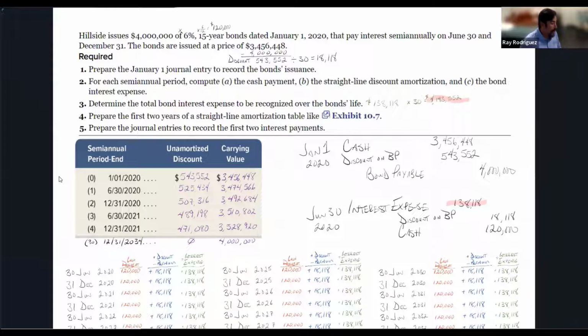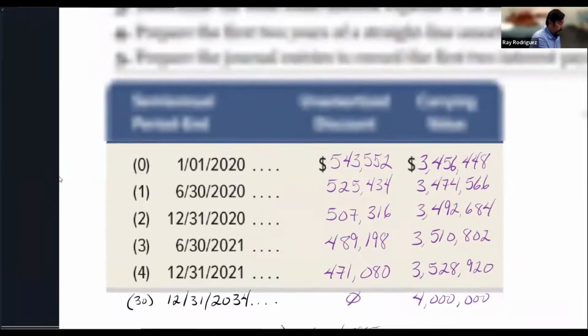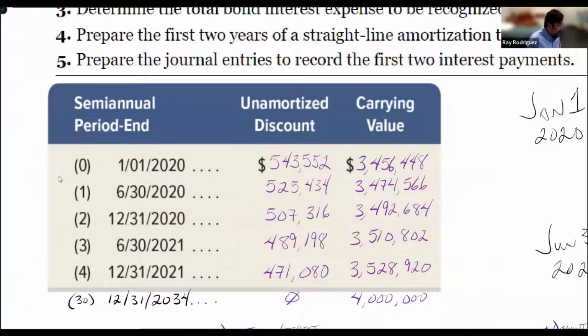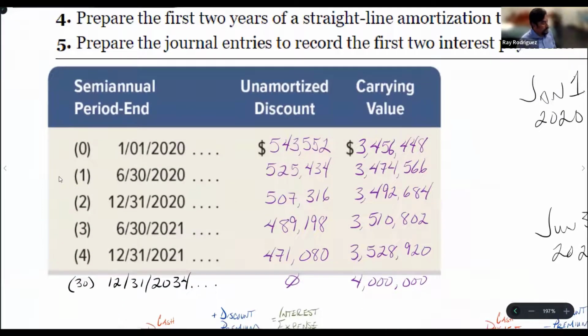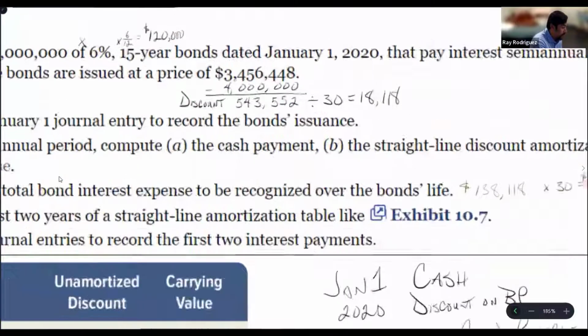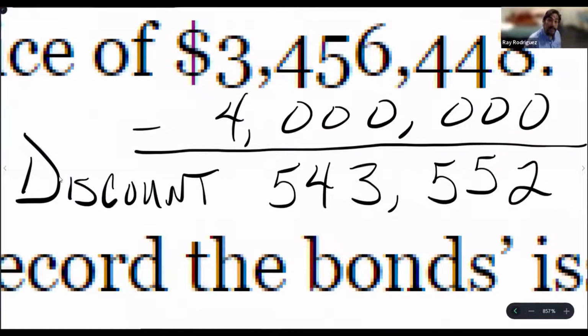Prepare the first 2 lines of an amortization table. Oh, first 2 lines or years? First 2 years. So here is year 1 and year 2. First 2 years. We start off with the full unamortized discount, 543,552. I calculated that up here. 543,552.